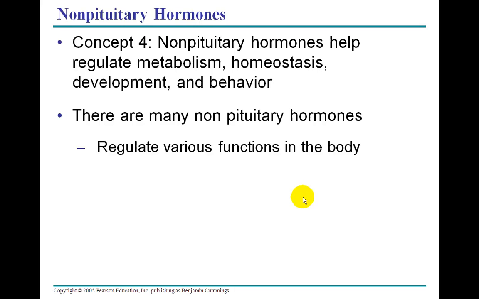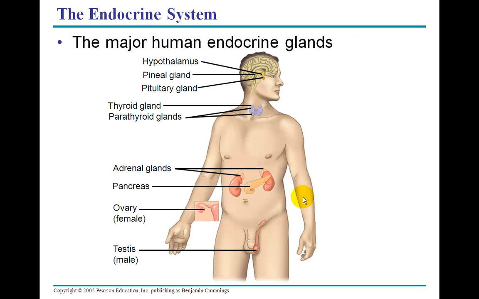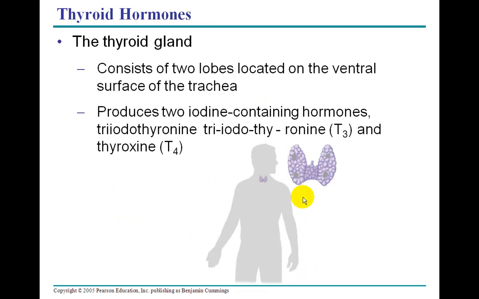The ones that we're going to look at are the ones that are important in regulating various functions of the body. If you remember, the hypothalamus, pituitary gland, and also the pineal gland are up in the head, up in the cranium. The thyroid gland and the parathyroid glands are located in the neck, anterior of the trachea. And the pancreas is located in the abdomen, part of it on top of the liver on the left side of the body.